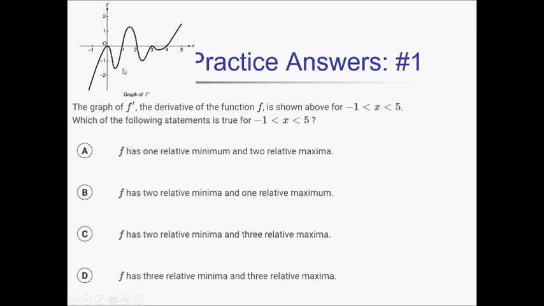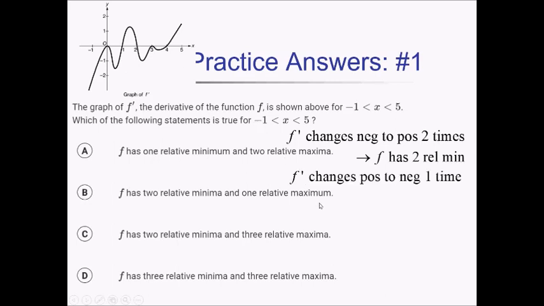So we see here on this graph that f prime is changing from negative to positive in, let's see here, 1, 2 places. Therefore, that means that f has 2 local mins. All right, and we also notice that f prime is changing from positive to negative in, let's see here, no sign change, 1 spot. That 1 spot right there. Well, that means that f has 1 relative max. So looking at our answer choices, 2 relative mins, 1 relative max, that's going to be choice B.